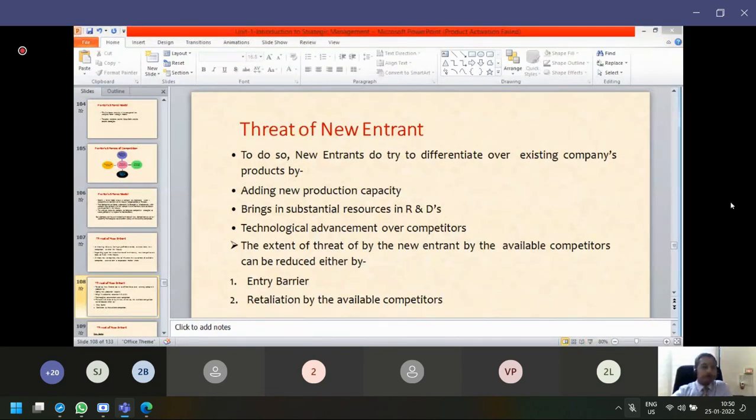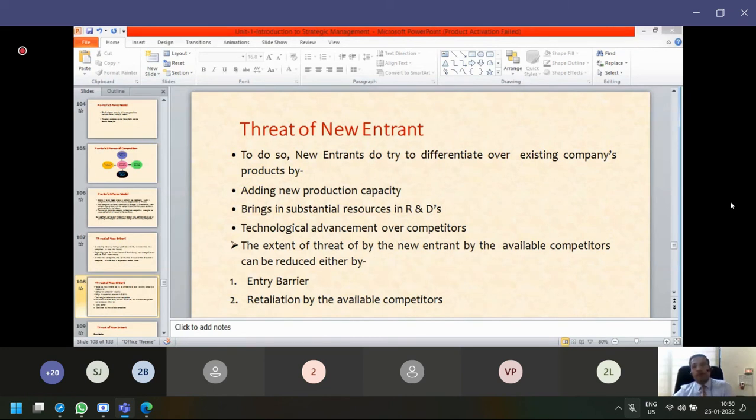Going ahead, these new entrants try to differentiate over the existing companies' products. So whatever new entrants enter into a particular industry, they will enter the industry by differentiating their products. They will try to establish how they are different or superior to the existing companies' products in different ways. The ways may be adding new production capacity.